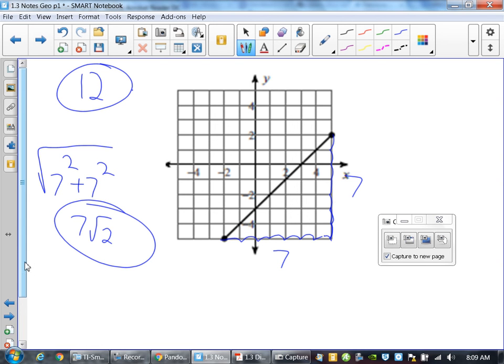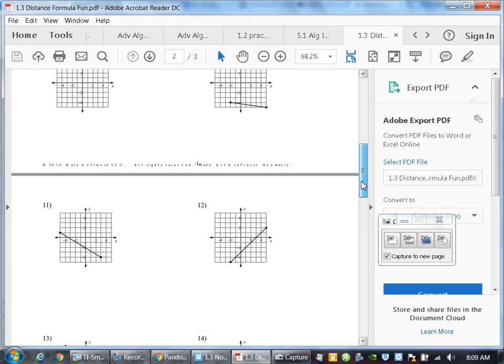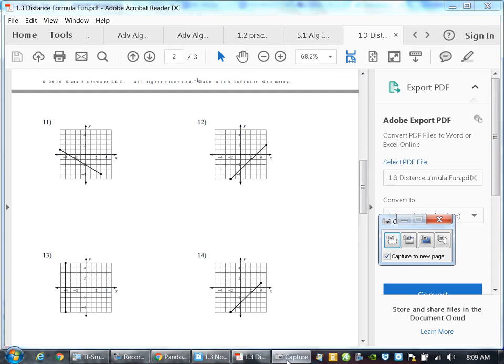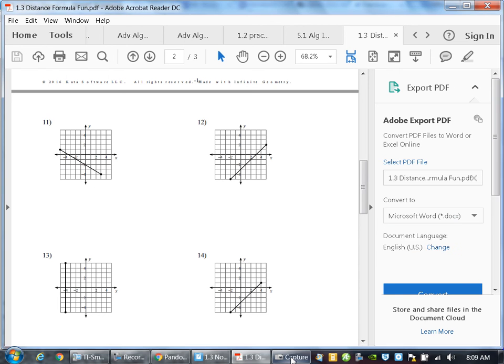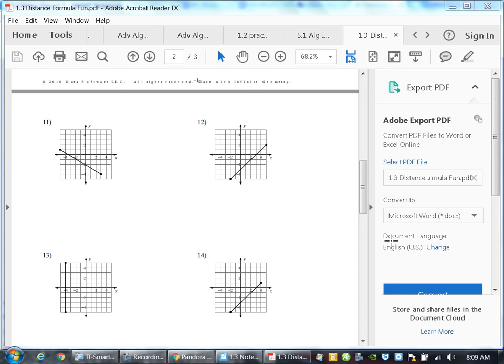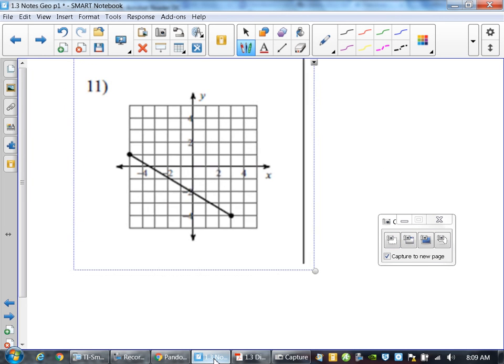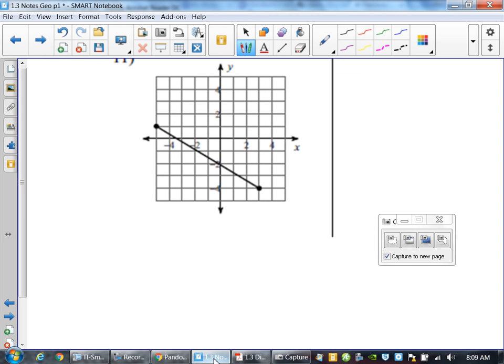All right. Look at 11. Same idea. We don't know the lyrics. All right. So remember, we're counting. We're counting distance. Will our distance ever be negative? No. So we just count.